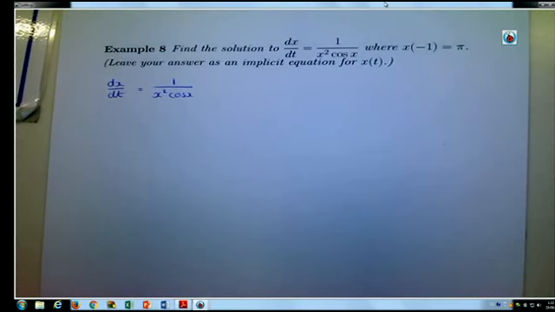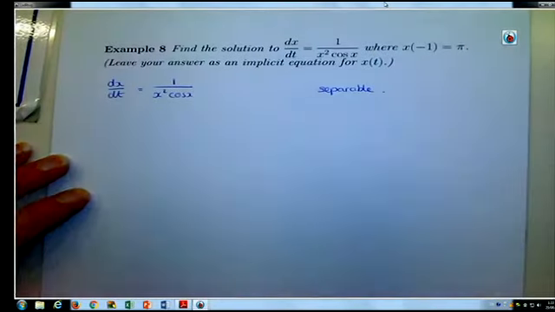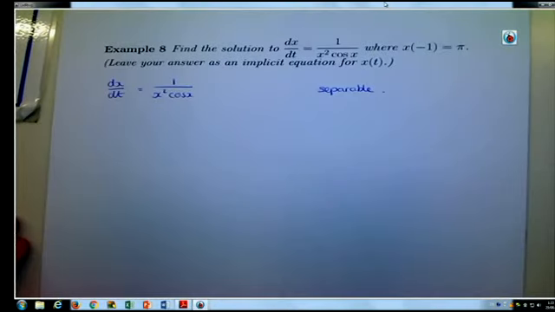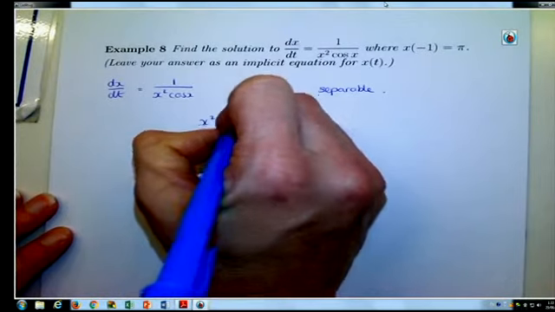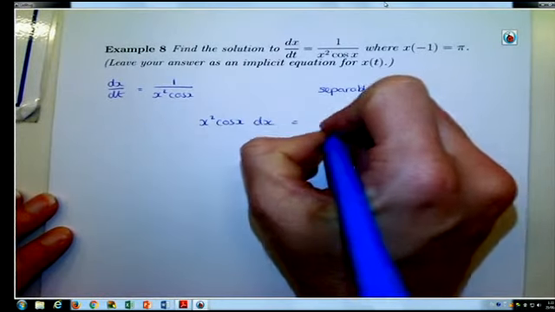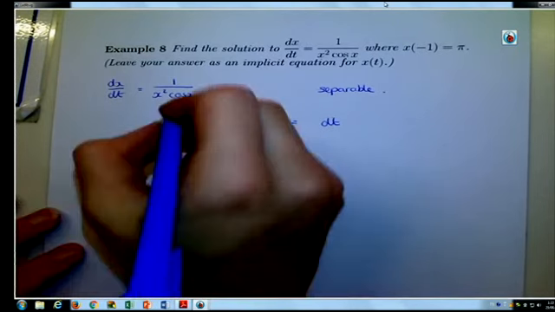Okay, this one's got x as a function of t, right? And it's separable. So we can get all the x's on one side and all the t's on the other side. Okay, once you've separated, then you can integrate.